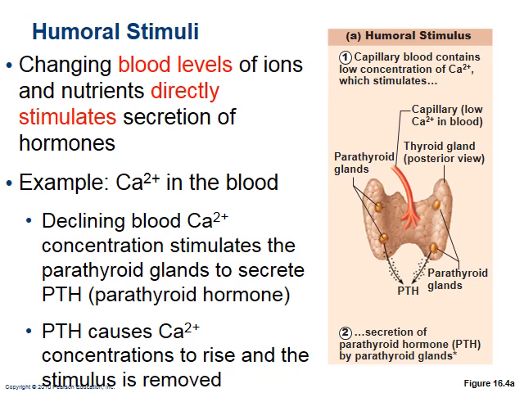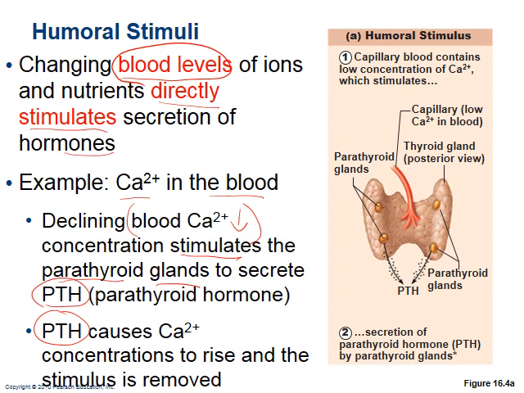Here's our example for humoral stimulus. So basically something inside the blood, a blood level of something, is going to directly stimulate the secretion of a hormone. So in this example, we'll go back to what we know, parathyroid hormone, right? So example, calcium level in the blood. Hopefully we remember if you had low blood calcium, that was going to stimulate the parathyroid gland to secrete parathyroid hormone. What does parathyroid hormone do?